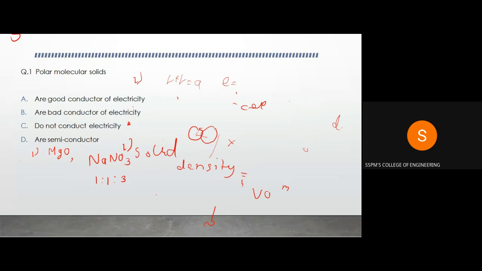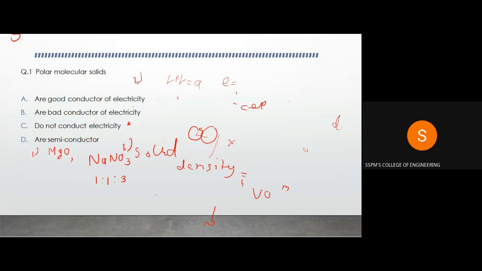Okay. Then the next topic is packing efficiency. This is very important. What is packing efficiency? The volume occupied by the particles in the unit cell upon the total volume of the unit cell, into 100.